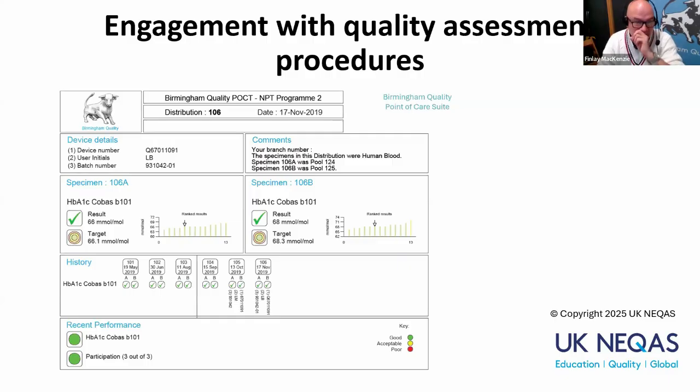So again, this is just another example. This is one for HbA1c. It's got a small number of users for this particular model. It's only about 13 users we have here. We know what the target values are because with lots of these things, we share the same material with our main laboratory scheme. So we will know what number we're expecting.